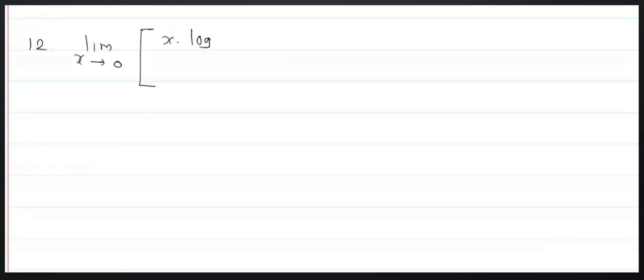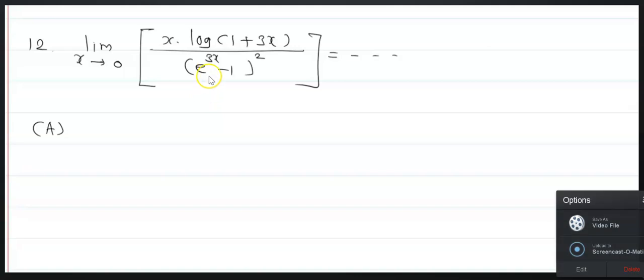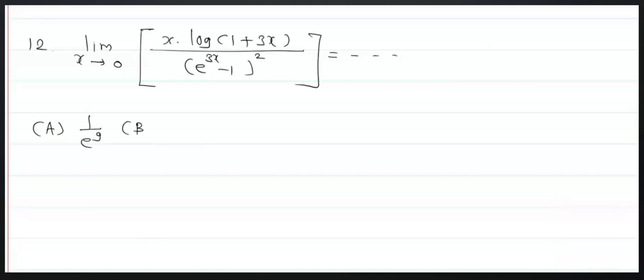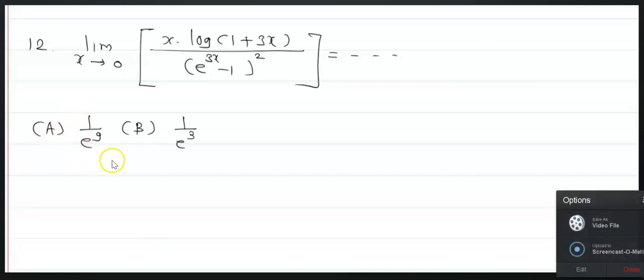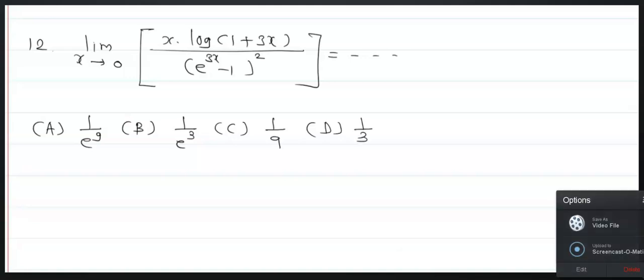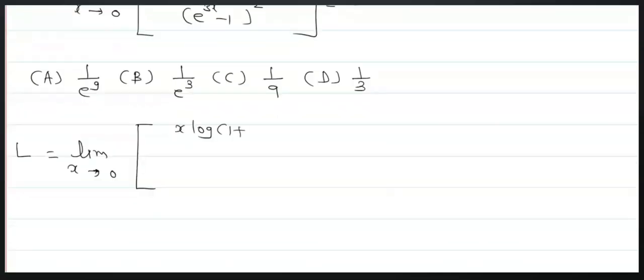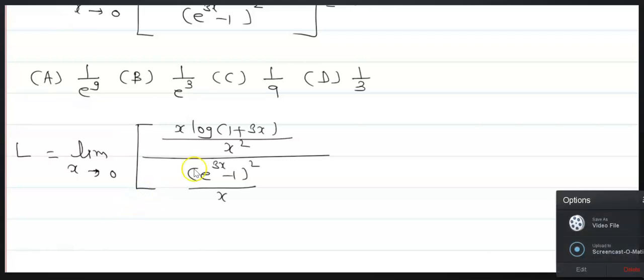Now the 12, limit x tends to 0, x log of (1 plus 3x) upon (e raised to 3x minus 1) bracket square. The options are: A is 1 upon e raised to 9, B is 1 upon e raised to 3, C is 1 upon 9, D is 1 upon 3. Limit x tends to 0, x log of (1 plus 3x) upon x square, (e raised to 3x minus 1) bracket square upon x square.